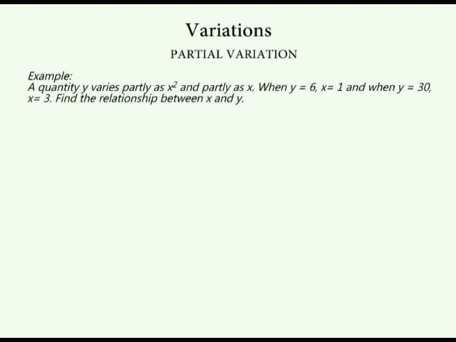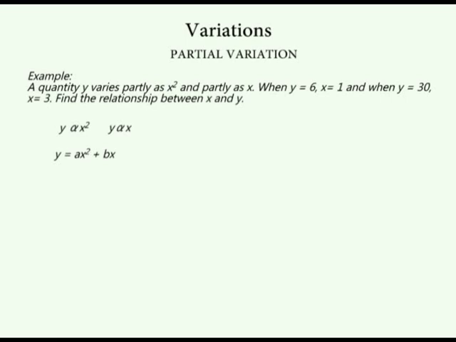Final example: a quantity y varies partly as x squared and partly as x. When y is equal to 6, x is equal to 1, and when y is equal to 30, x is equal to 3. Find an equation relating y to x. In this case, y varies as x squared and also as x, and so we shall need two constants. We choose a, the constant for x squared, and b, the constant for x. And so we shall have y is equal to ax squared plus bx. That's our general equation.